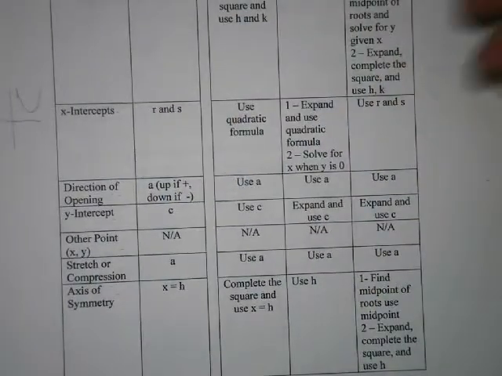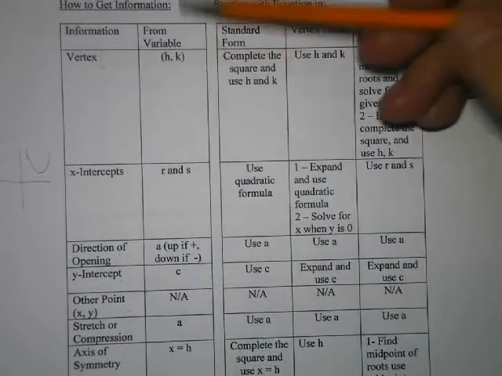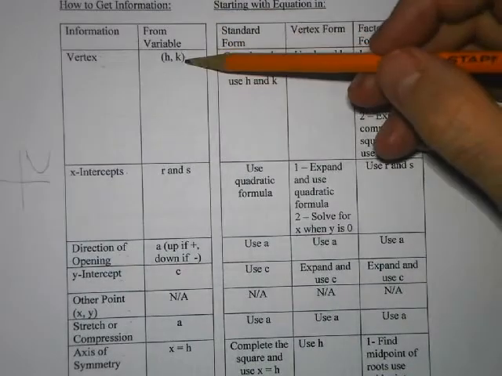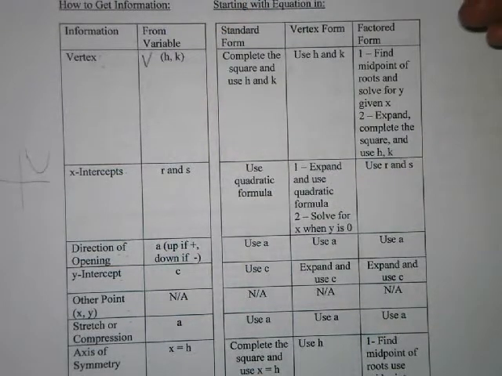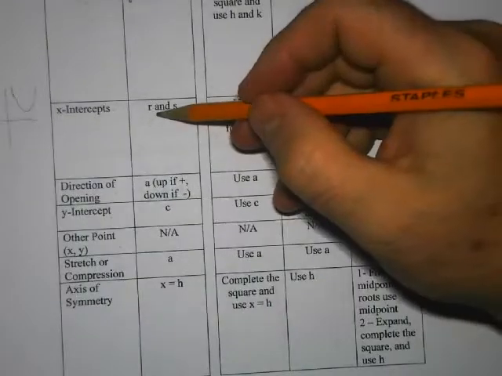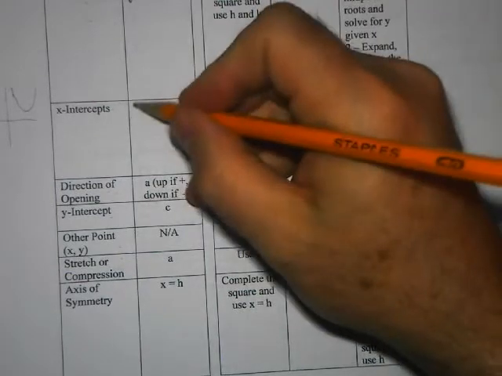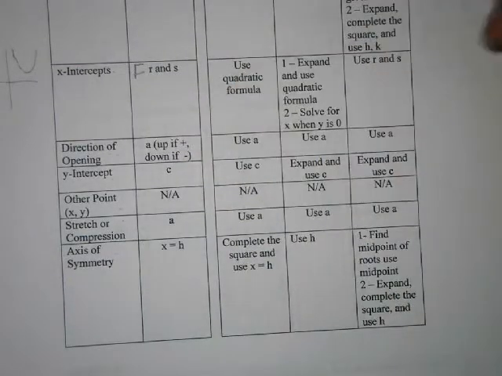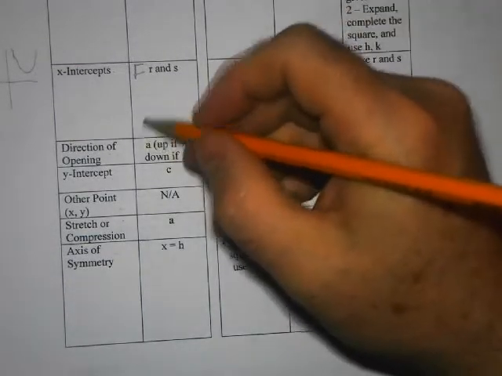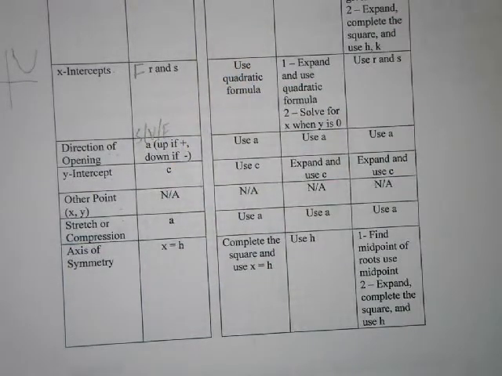Now, if I summarize, where did we get these things from the equations? The vertex, standard, and factored forms. The vertex came from the vertex form, I'll just put a V for vertex. It came from the h and k. The x-intercepts came from r and s in the factored form. Direction of opening was your A value. So that actually came from all three: standard, vertex, and factored gives you that directly.